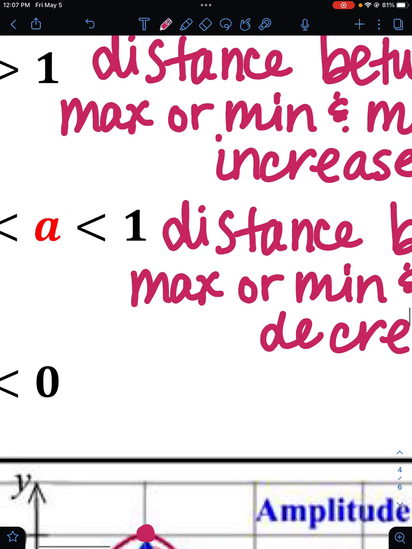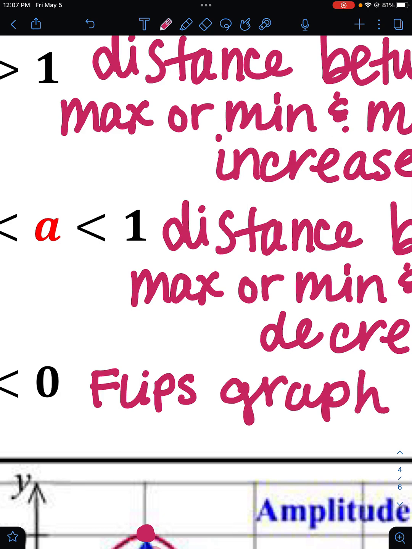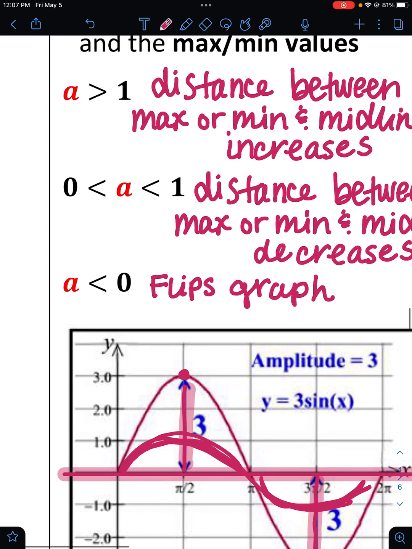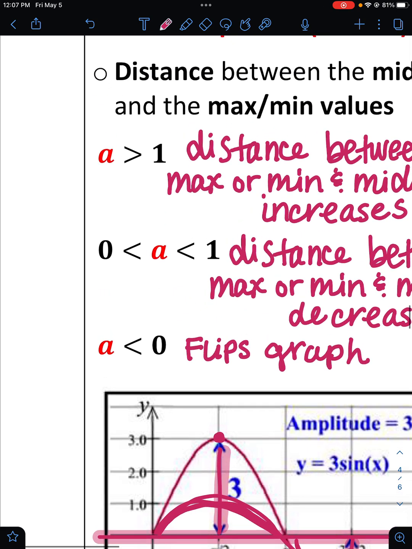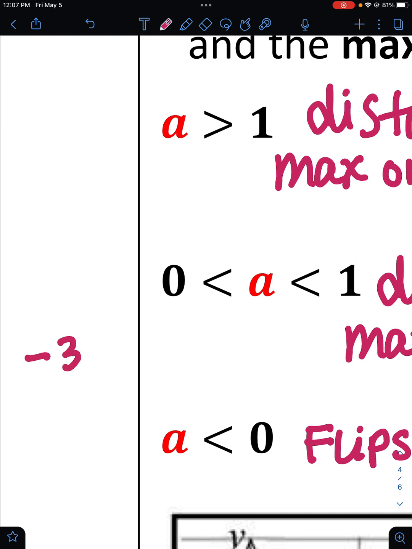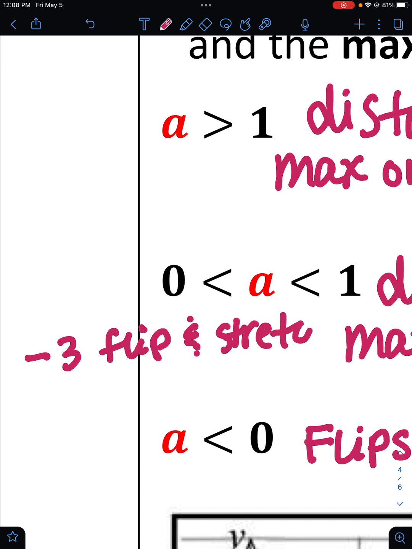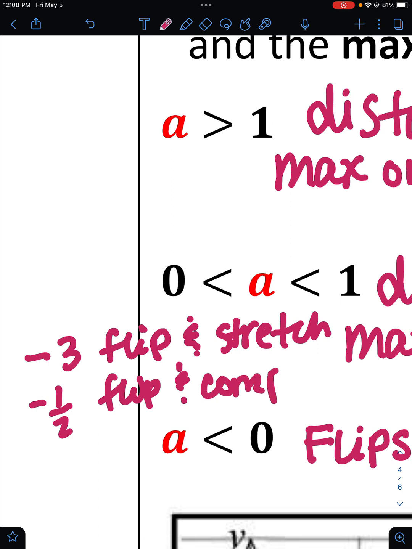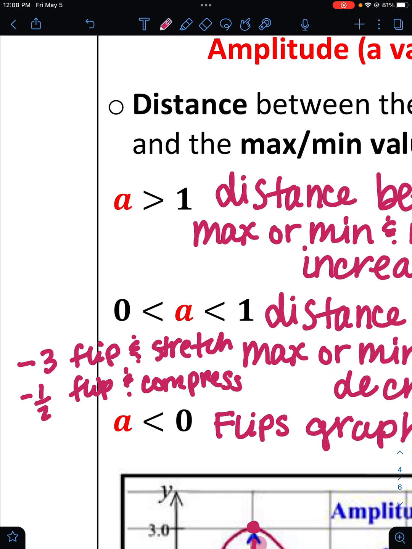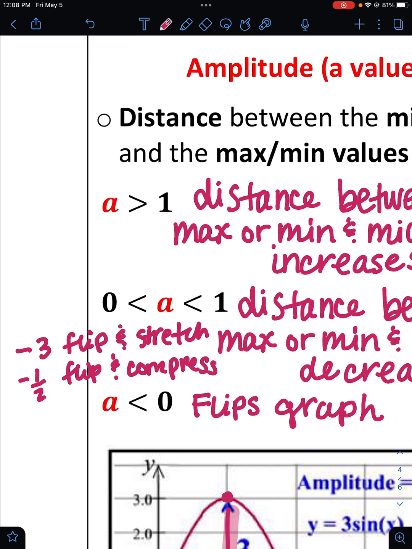If a is less than 0, this will flip our graph, just like it did with other functions we've studied. And beyond that, you'll also have to look for the number. So for example, -3 would flip and stretch vertically, but -1/2 would flip and compress or cause that distance to shrink. Okay? So you can have a combination of those things.